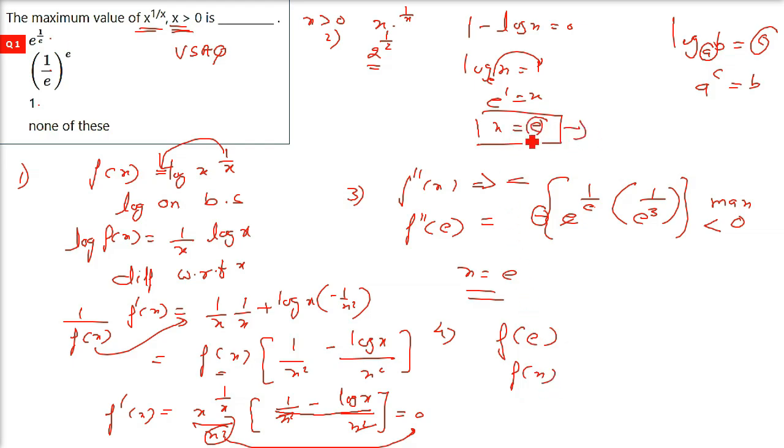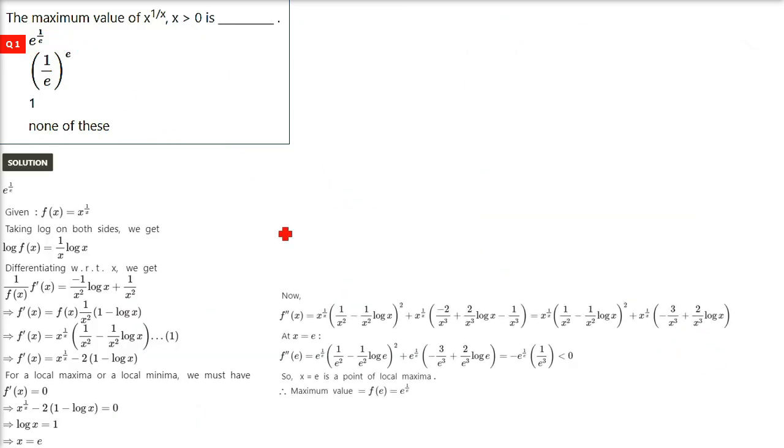That is, you have to go back to the original equation, which is x raised to the power 1 by x. So just put e here. So e raised to 1 by e is the maximum value, which is the first option in this question. So this is how you are going to solve it, or refer to it if you are doing it by yourself.